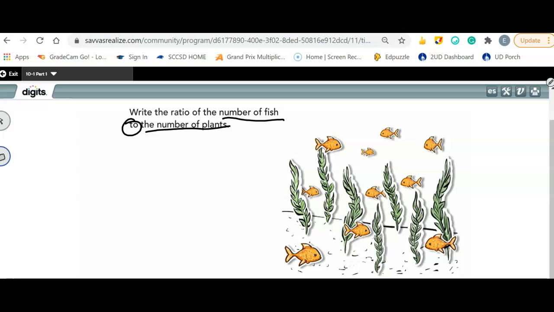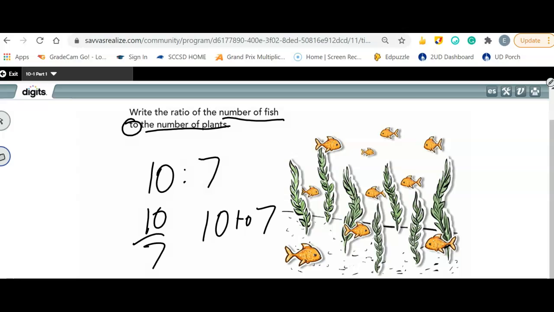Samantha? Good, the number of fish, because it's the number of fish to the number of plants. So the number of fish has to come first. How many fish do we have altogether? 10. Colon. Now we're looking at the number of plants. Jordan? 7. What's another way to write it? Sydney? 10 over 7, or 10 to 7. Emery?